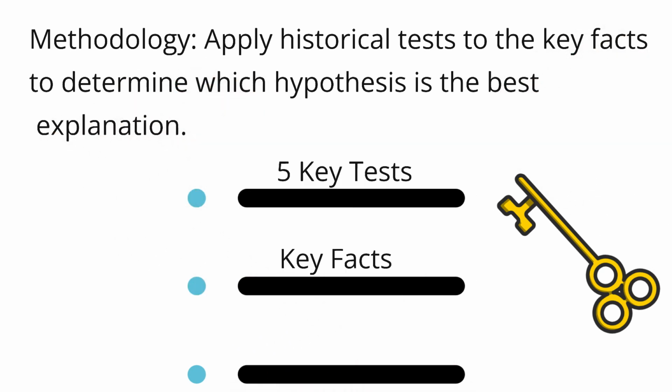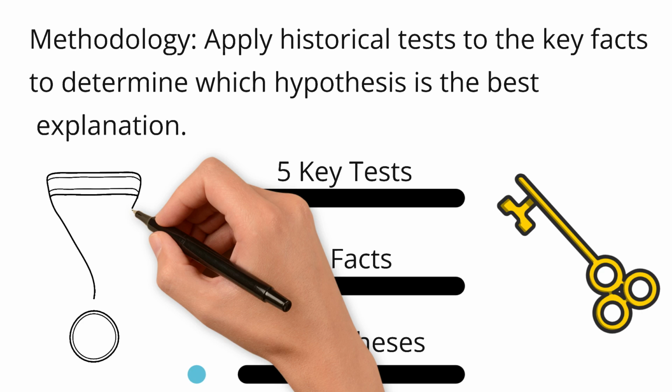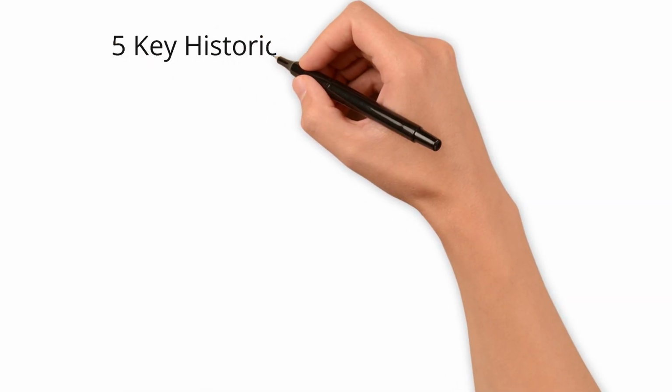Then we will apply those 5 historical tests to 7 different possible explanations of our key facts. Let's start with the 5 historical criteria.